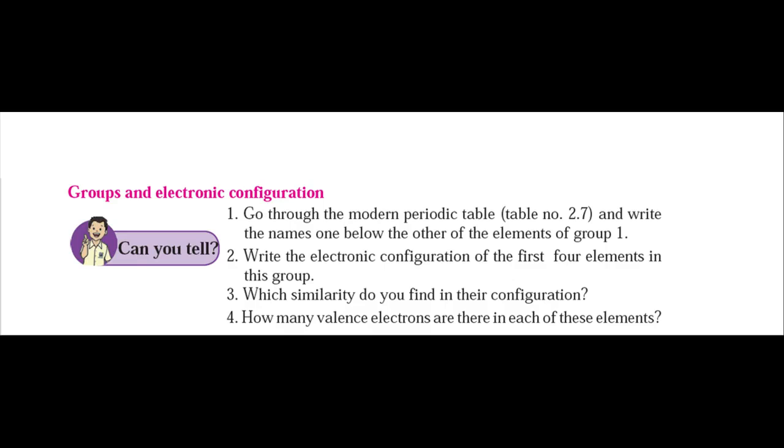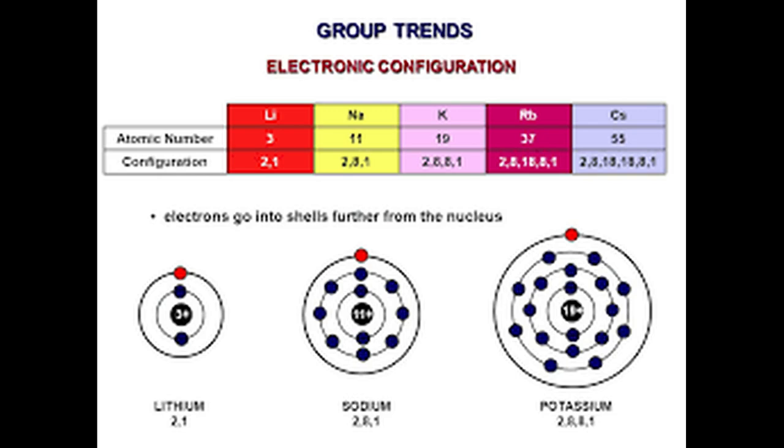Next question is, write the electronic configuration of the first 4 elements in this group. Now this diagram shows 4 elements starting from lithium. If you take hydrogen as the first element, then it's not included here, but hydrogen's electronic configuration is very simple. It's got only one electron in just one shell. The lithium has got 2 shells, and then you have sodium and potassium. So sodium has got 3 shells, potassium has got 4 shells, with 1 electron in the outermost shell.